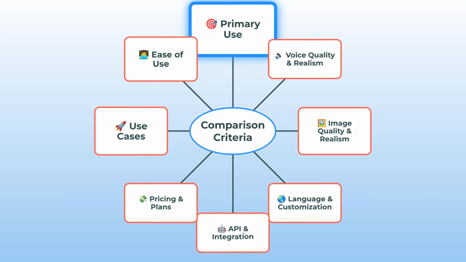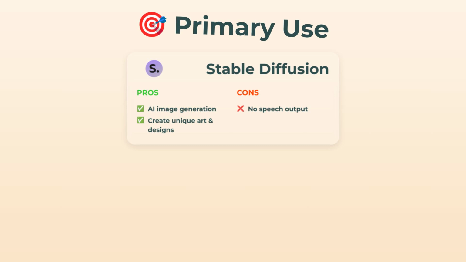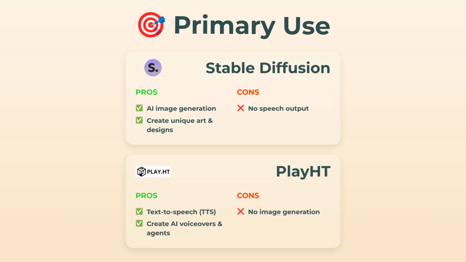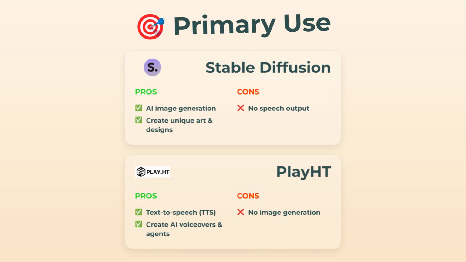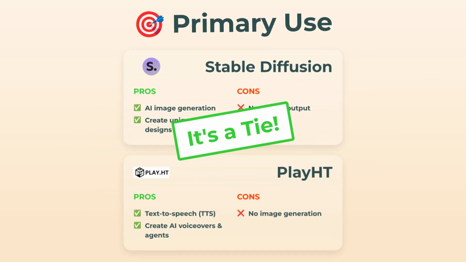Ready? Let's roll. First things first, primary use. Stable Diffusion is all about AI image generation. Seriously, making unique art and designs is its jam. No speech output here, though, so if you're looking for voice stuff, that's not happening. PlayHT, on the other hand, is the flip side. It's built for text-to-speech, letting you whip up realistic AI voiceovers and agents. But yeah, it won't be creating any cool images. So, picking a winner here? Honestly, it totally depends what you actually need.